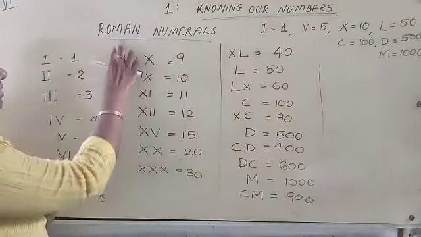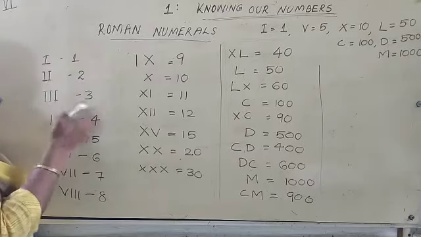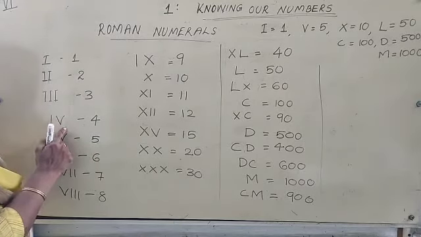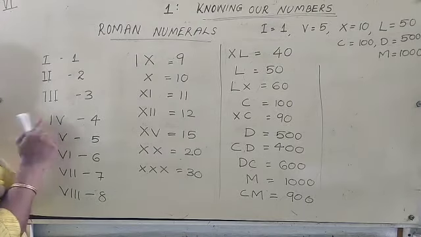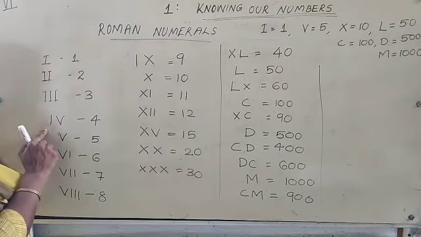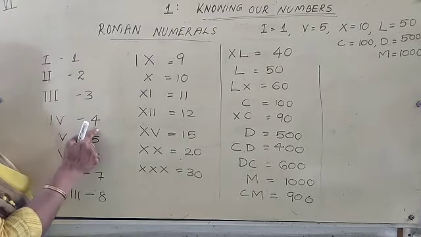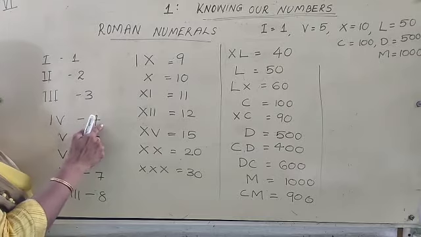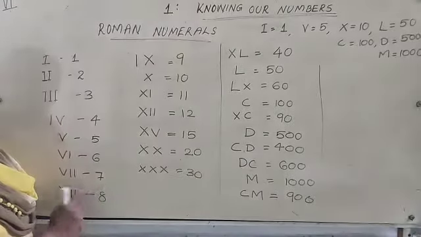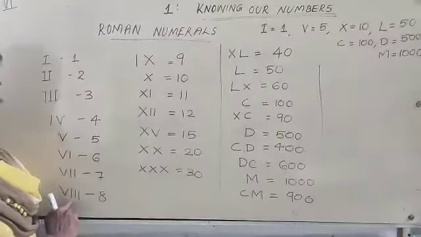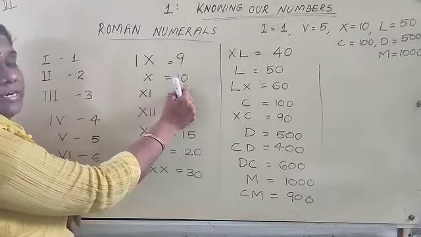So I have written some numbers here. See 1, 2 is two I's, 3 is three I's. 4, how to write 4? 5 is V. Then 4 is 5 minus 1. If it is minus, we write on the left. If I write I on the left of V, it is 5 minus 1, it is 4. Then 5 plus 1, 6. Then 5 plus 2, 7. Then V with three ones, that is 8. 9, X indicates 10.